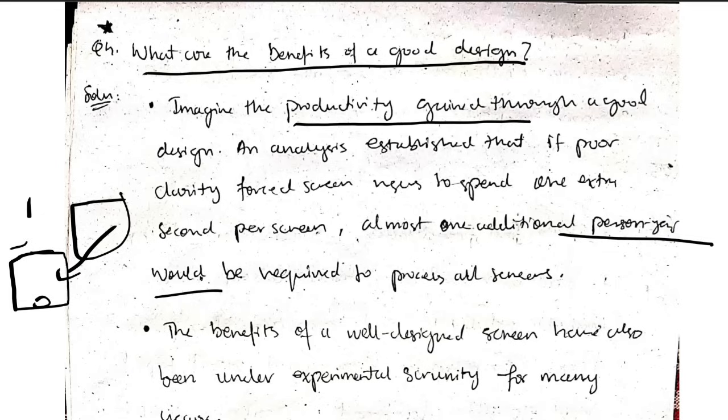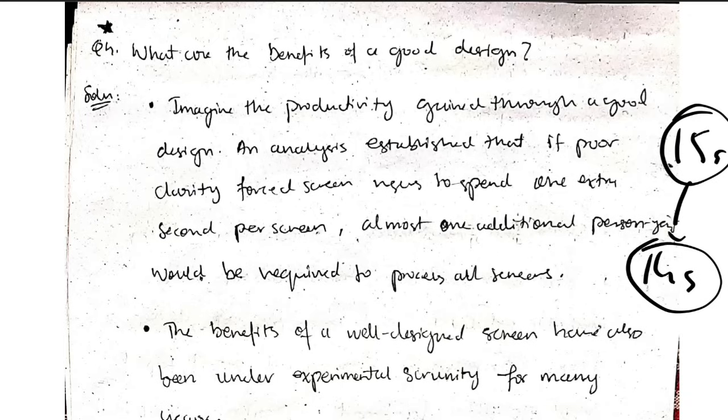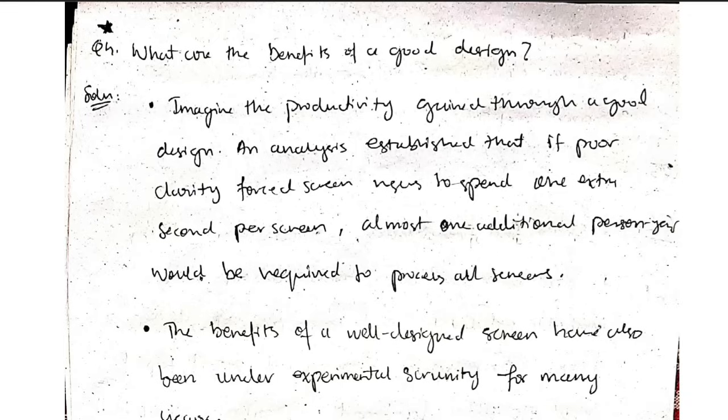1 person year means how much a person can work in a year. That much equivalent of time would be saved if we just do the improvement of 1 second more than the previous time. For example, if it used to take 15 seconds for doing one task, now it takes 14 seconds because of a good design, then it is saving 1 second. Like that for all the screens, if it happens, it will save one person year of time. Okay, so it is much more increased productivity.